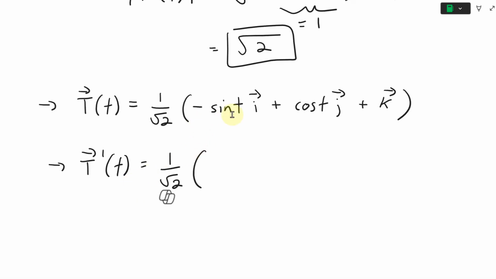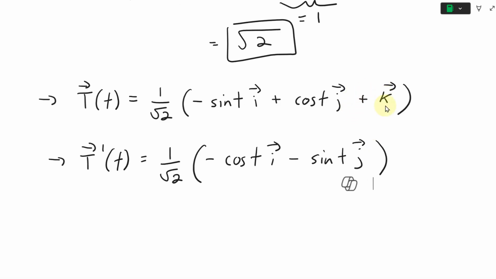So the derivative of sine t is just going to be cosine t, nothing changes, so the negative stays: negative cosine t i. And this one's going to be, well, the derivative of cosine t is negative sine t j, like that, plus the derivative of this constant, which is just 0. So we just leave it out. We don't even need to write it like that, because that just goes to 0.